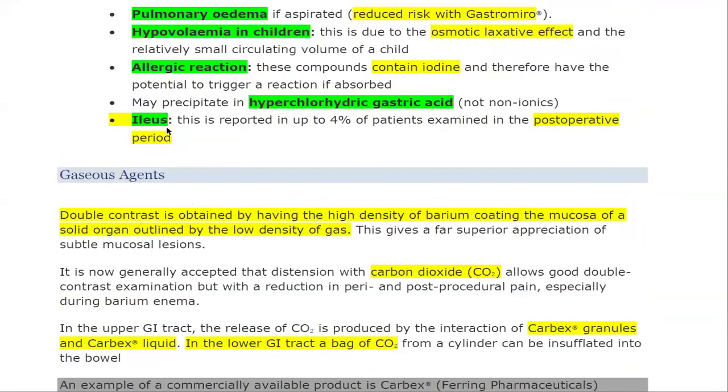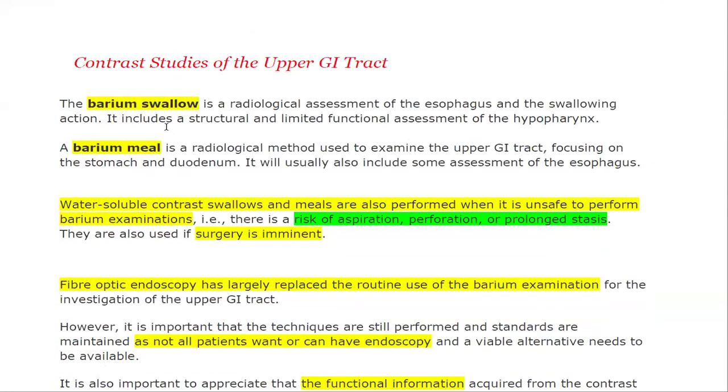Okay, let's go to the specifics. We finished that. Now we will go to each examination itself and see what the indications and contraindications are. This is what will come in the exam.